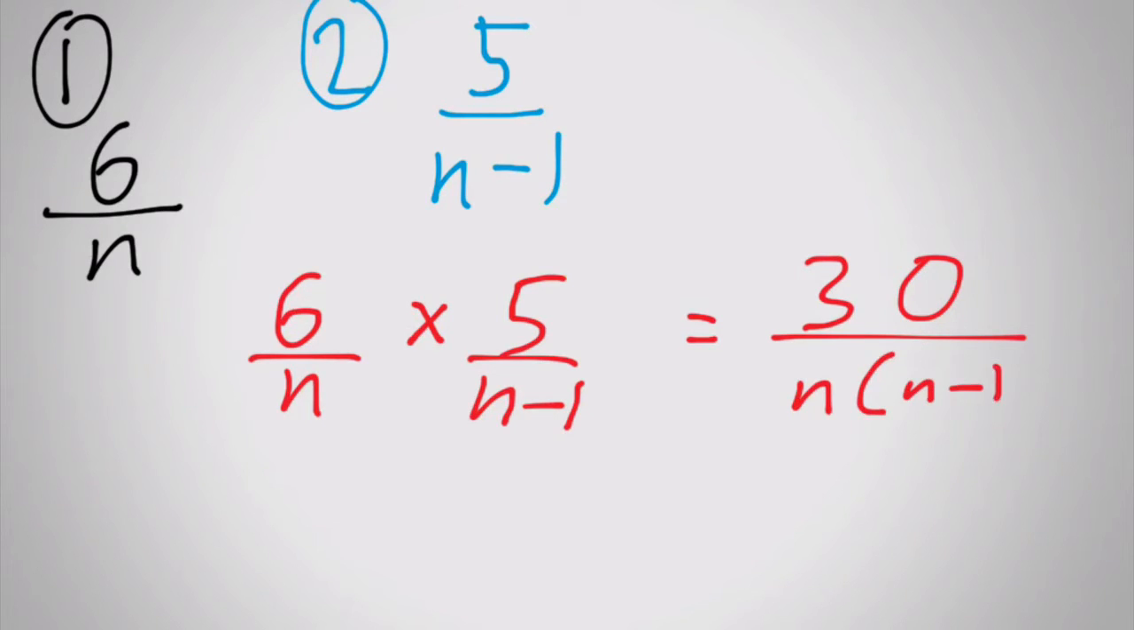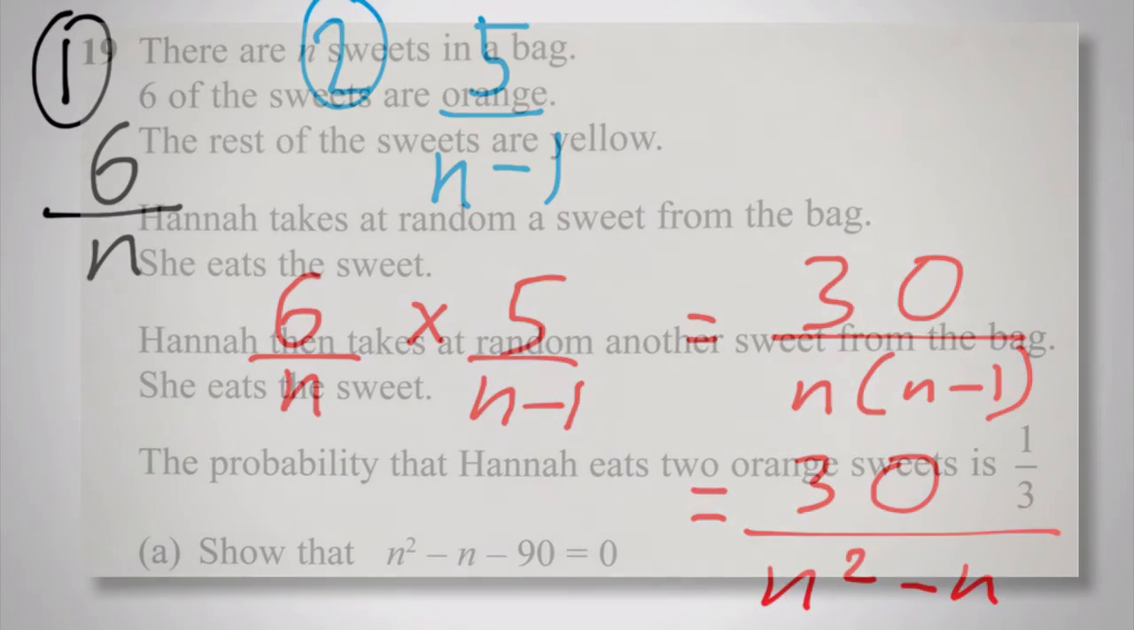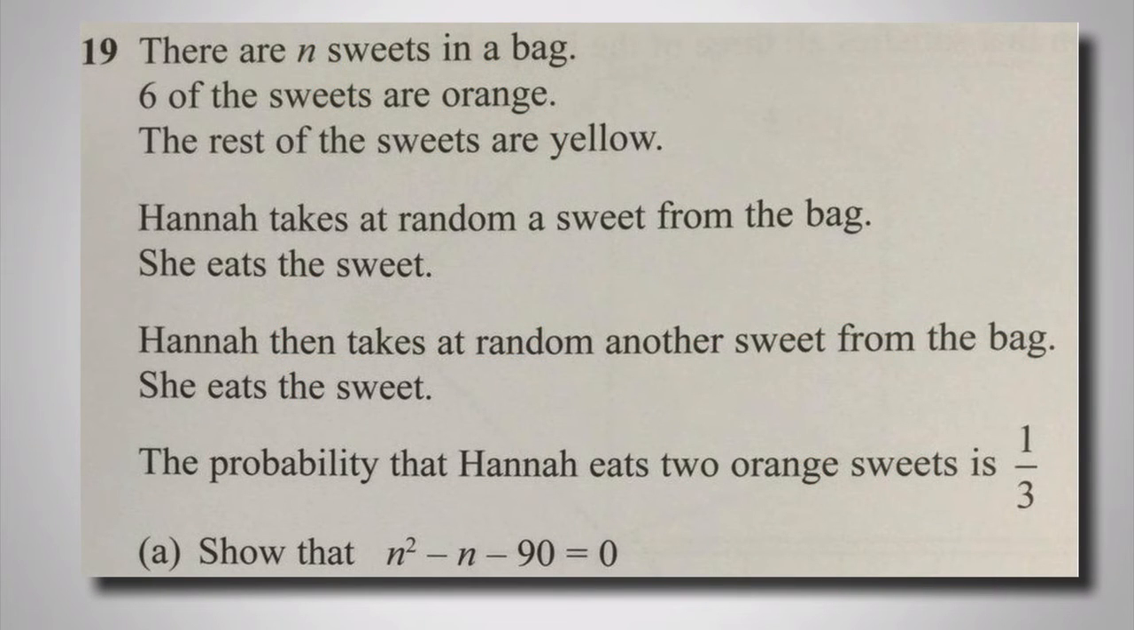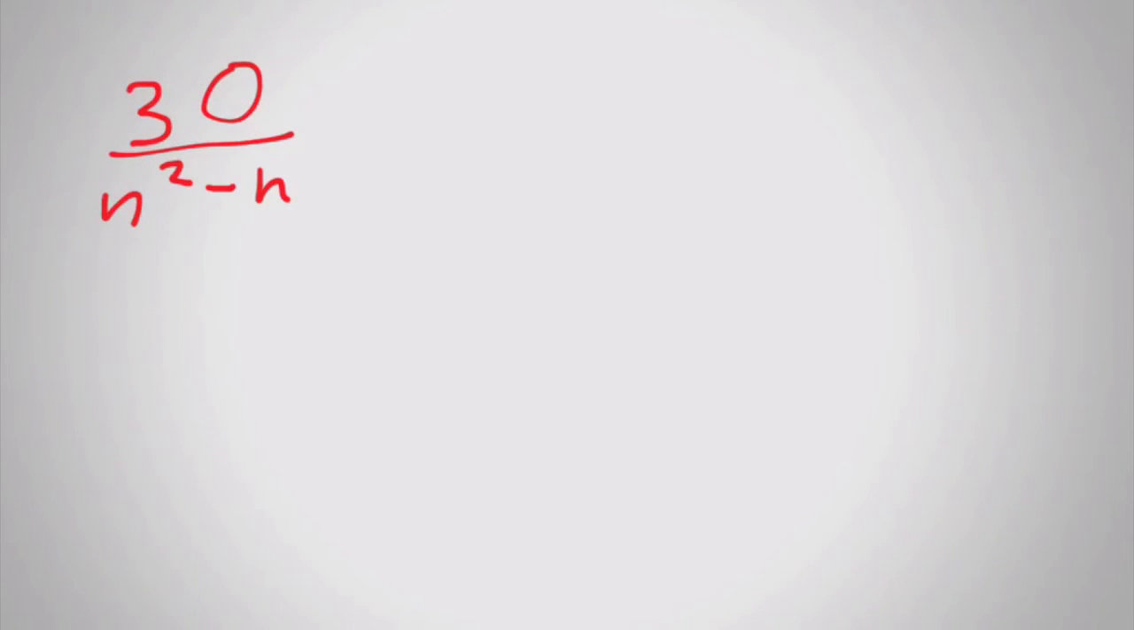What I'll do next is I'll multiply out the brackets on the denominator, giving me 30 over n squared minus n. Now we're told that the probability of 2 orange sweets being eaten is 1/3, which means 30 over n squared minus n must equal 1/3. Let's now solve this equation and see if we get what we're after.